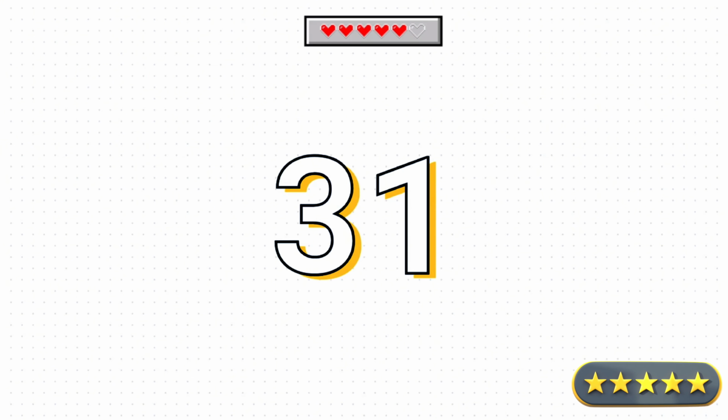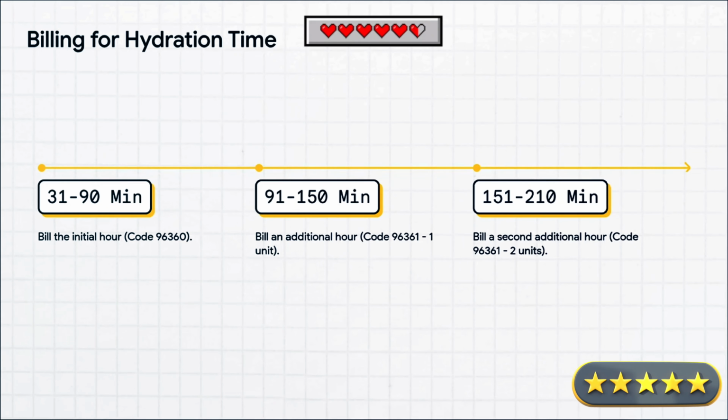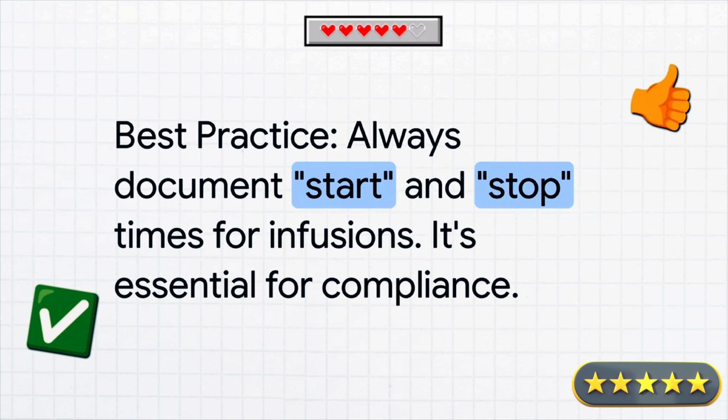30 minutes? Nope, not reportable. 31? You're good to go. So as soon as you hit that 31-minute mark, you can bill for the first hour of hydration. But to bill for a second hour, the infusion has to run for a total of at least 91 minutes. And each additional hour after that has its own time threshold you have to meet. And this is exactly why documenting those start and stop times with precision isn't just a good idea, it is absolutely essential for correct and compliant billing. If you don't have those times, you've got no proof you met the requirements. It's as simple as that.